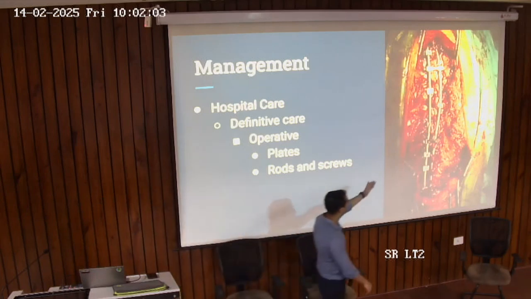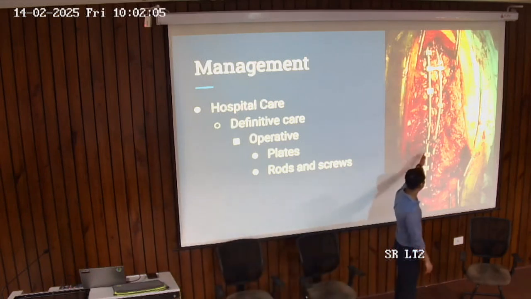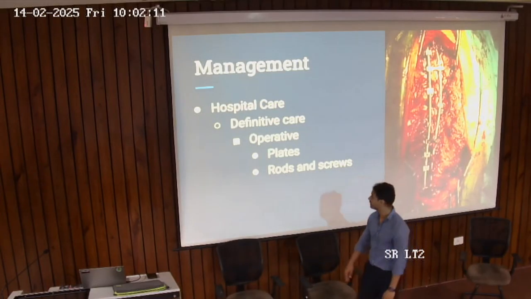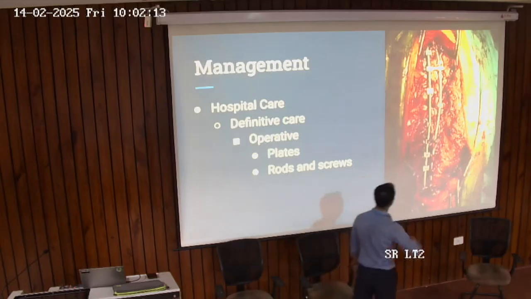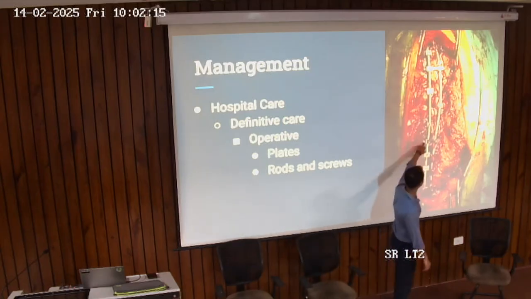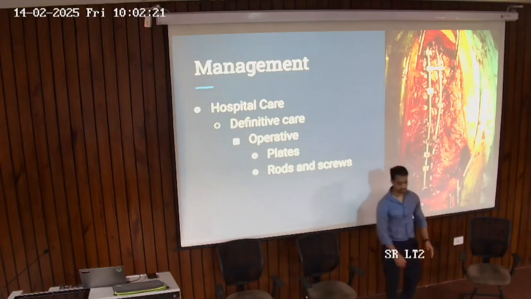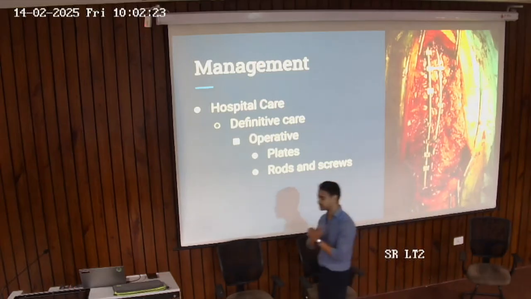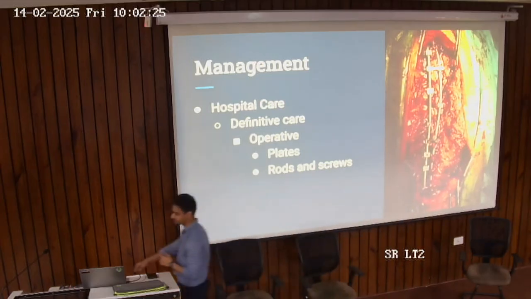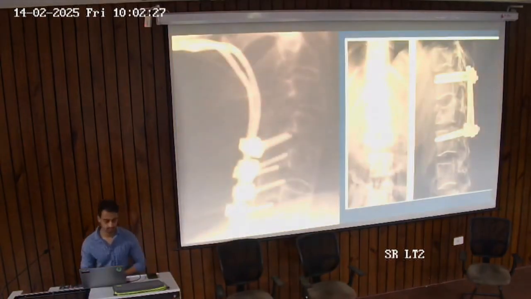So these are two rods. One is on the right side of the vertebral body, one on the left side of the vertebral body, and there are screws going into the vertebral body, and those screws are connected by a rod. So this gives support to the spine, like this.